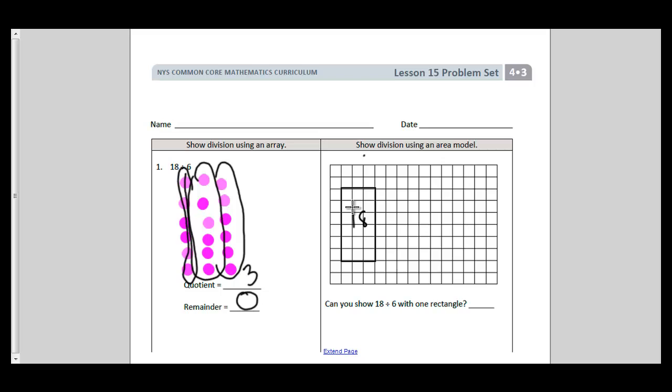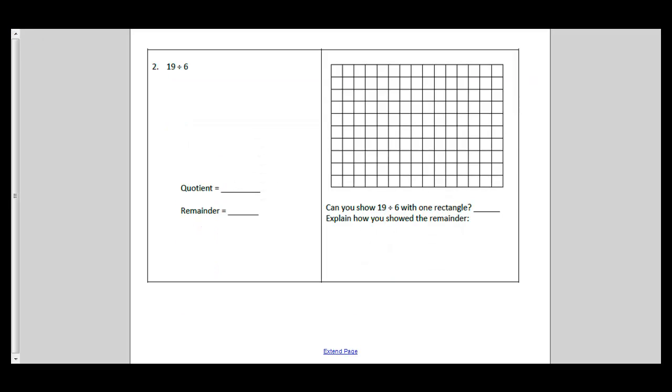Okay, and I'm going to go ahead and label my area model. Area is 18. I have a length of 6, and I have a width of 3. So can you show 18 divided by 6 with one rectangle? The answer is yes, because there's no remainder. We only have to do one rectangle. Go ahead and try 19 divided by 6.